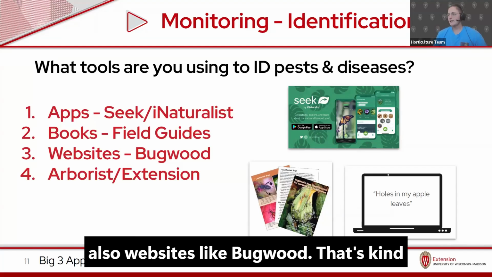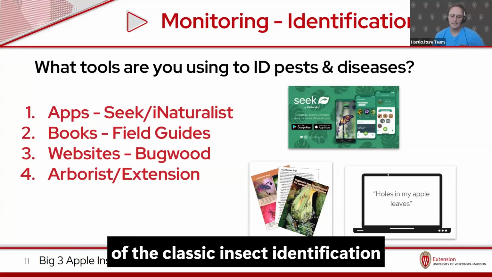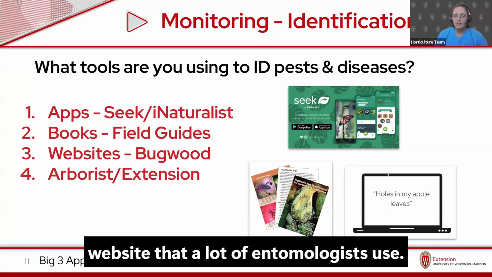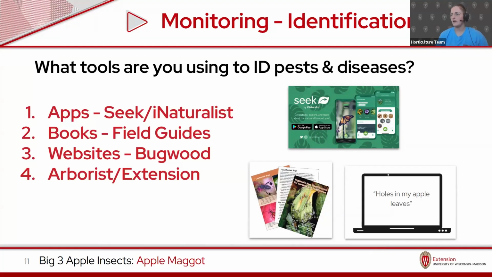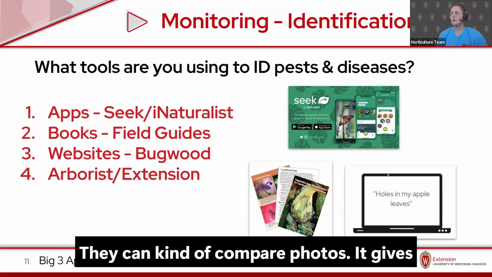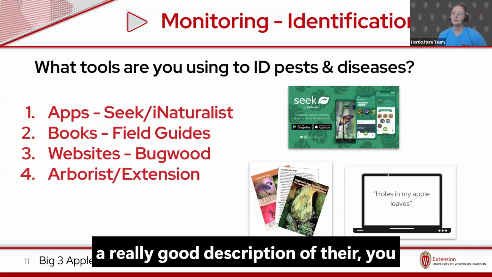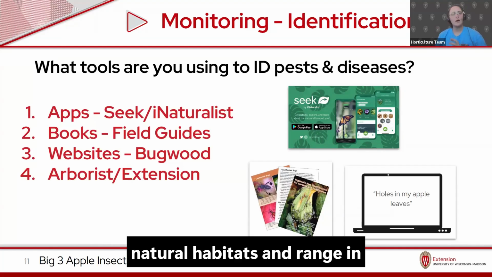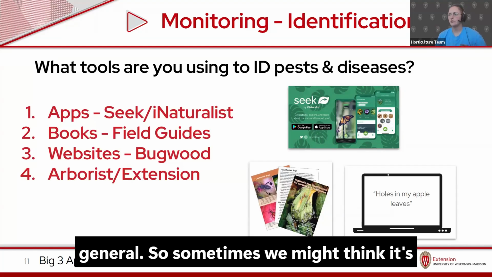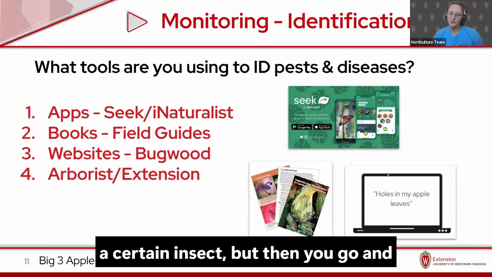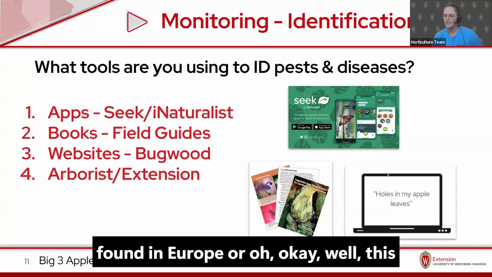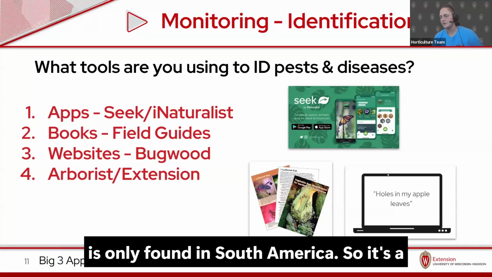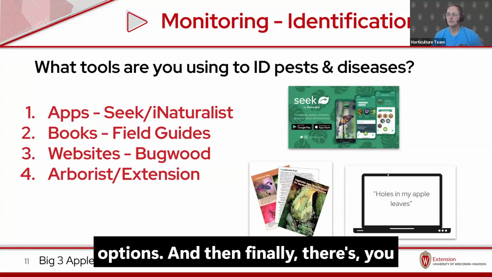There's also websites like Bugwood. That's the classic insect identification website that a lot of entomologists use. They can compare photos. It gives a really good description of their life cycle, their natural habitats, and range in general. So sometimes we might think it's a certain insect, but then you go and look and you're like, oh, that's only found in Europe. Or, oh, okay, this is only found in South America. So it's a good way to rule out some options.